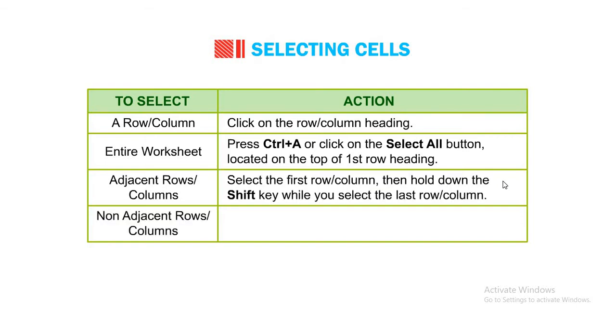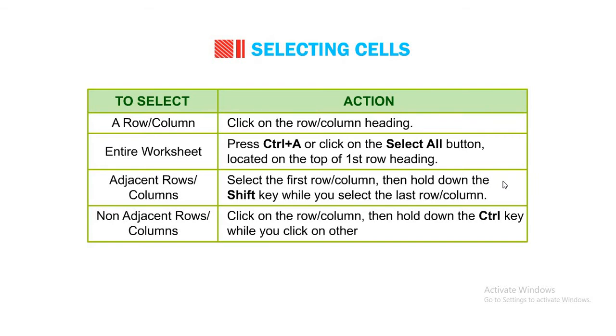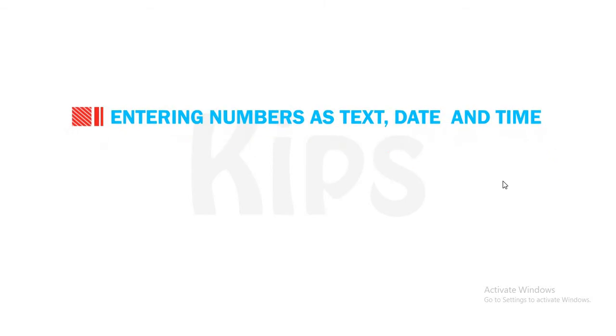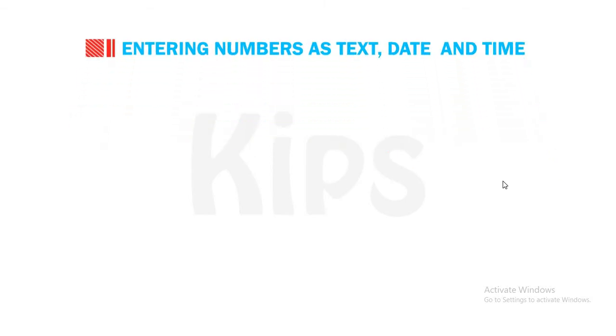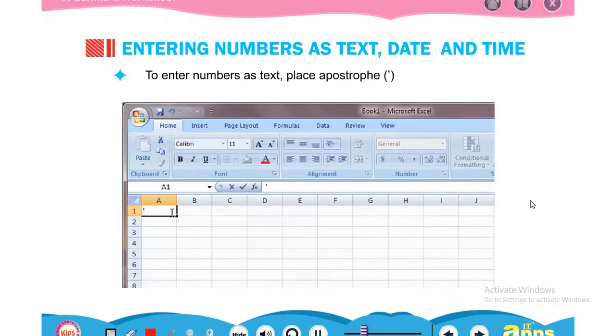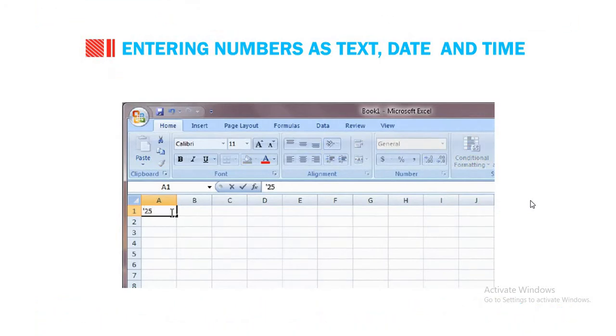To select non-adjacent rows or columns, click on the row or column, then hold down the Control key while you click on the other rows or columns for selection. Students, have you noticed that upon selecting a range, the selection becomes dark with a border around it? Let me tell you how to enter numbers as text, date, and time. To enter numbers as text, place an apostrophe before the number. The digit will be treated as text.